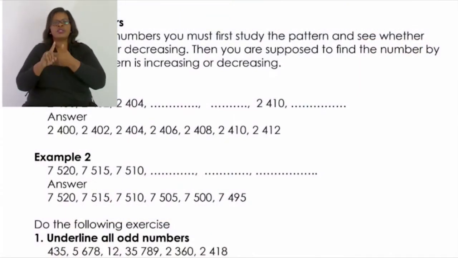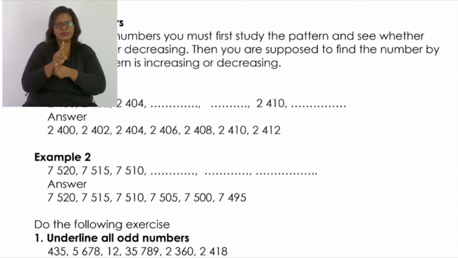Let us now go to page 14. On page 14, we are going to put missing numbers. So the skills which we're using on number patterns are the ones which you are going to apply now. To find the missing number, you are supposed to start the pattern first and see whether it is increasing or decreasing. Then we are supposed to find the number by which it is increasing or decreasing with.